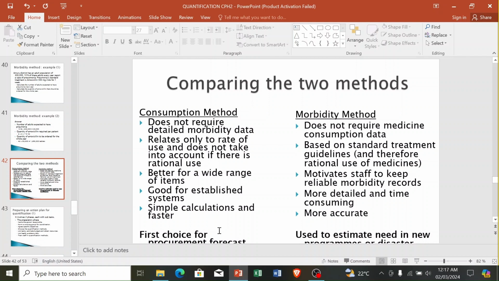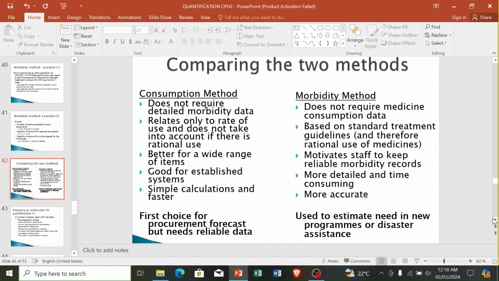Okay, so we see that it is the first choice for quantification, because what we are doing is forecasting for the procurement. We are determining the quantities and costs, as the first step of procurement is quantification. People would like to use the consumption method to quantify and estimate what they require in their facility.